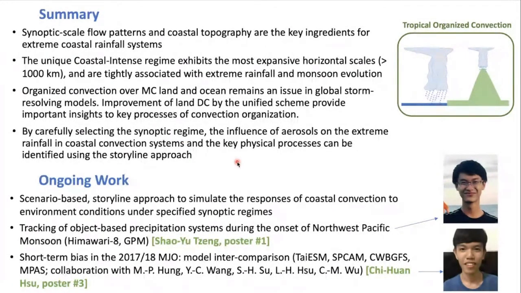So we will continue this line of research to look at not only the microphysics, but also maybe in the future, we will do the pseudo-global warming experiments to look at these coastal convection and also the land use change.